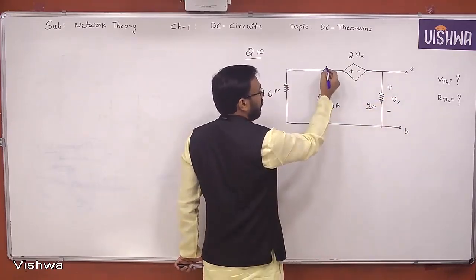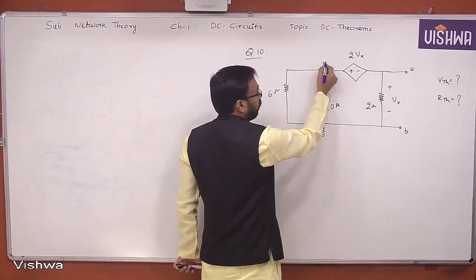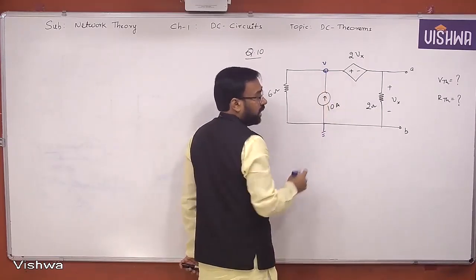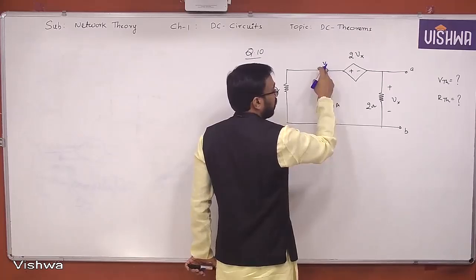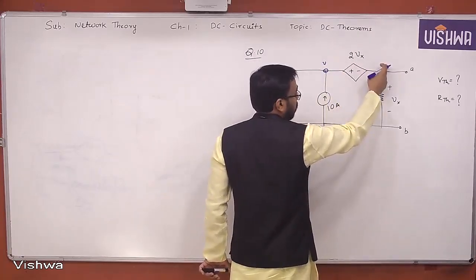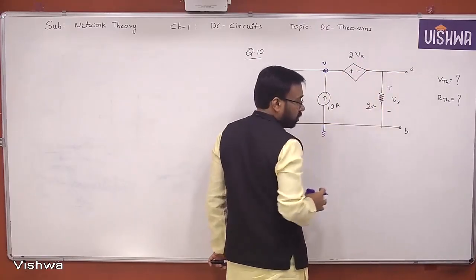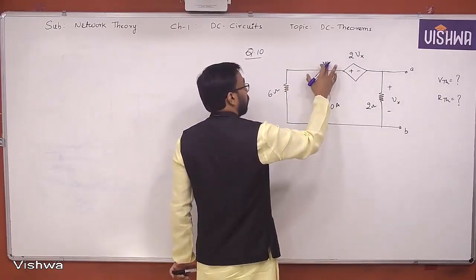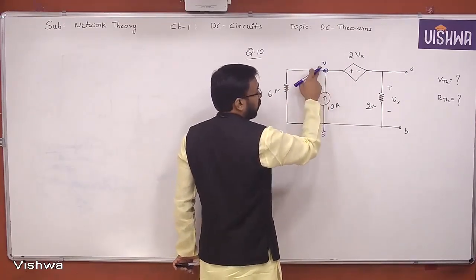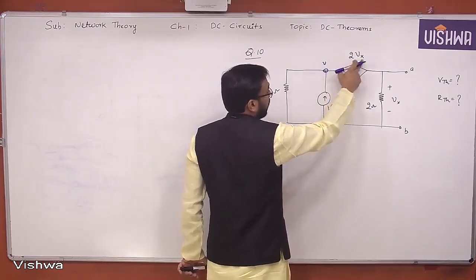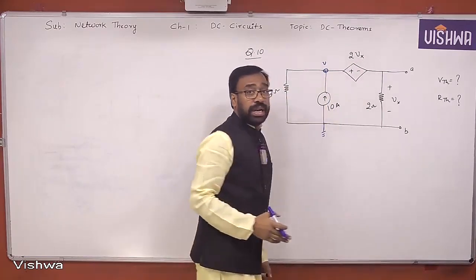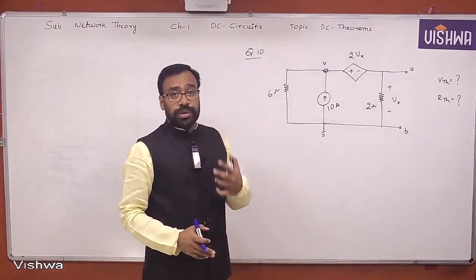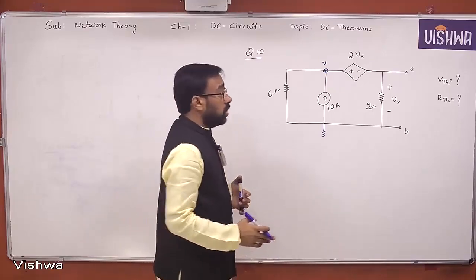So one way is that with the normal procedure, you can find V here, and then jump from this point to this point, and you can get the solution for that VTH. Or else I want to do something different for the same network, because if I proceed with this, V is one variable, Vx is another variable. I'm sure that I'm going to get two equations, so it may consume time.